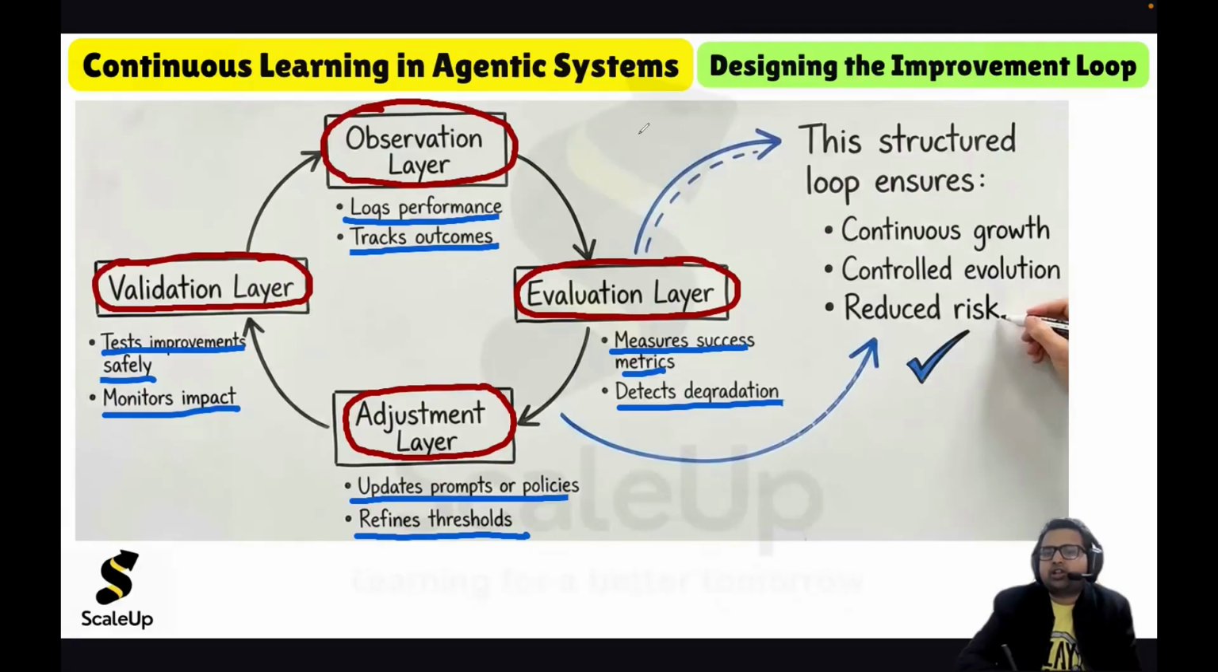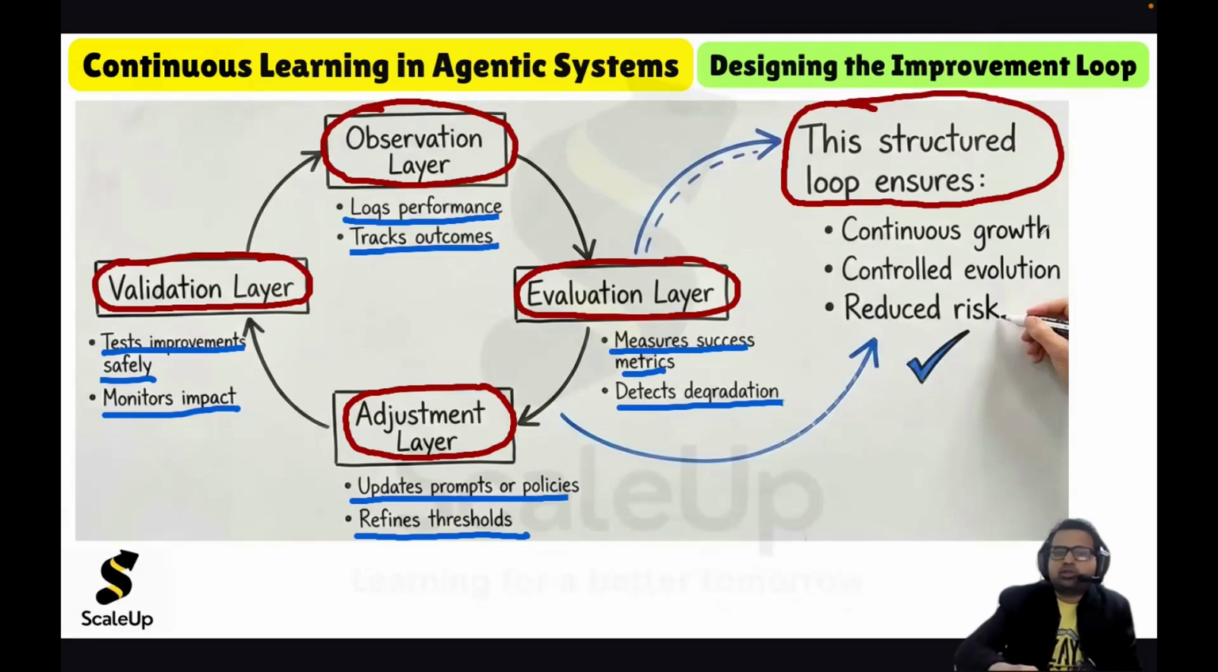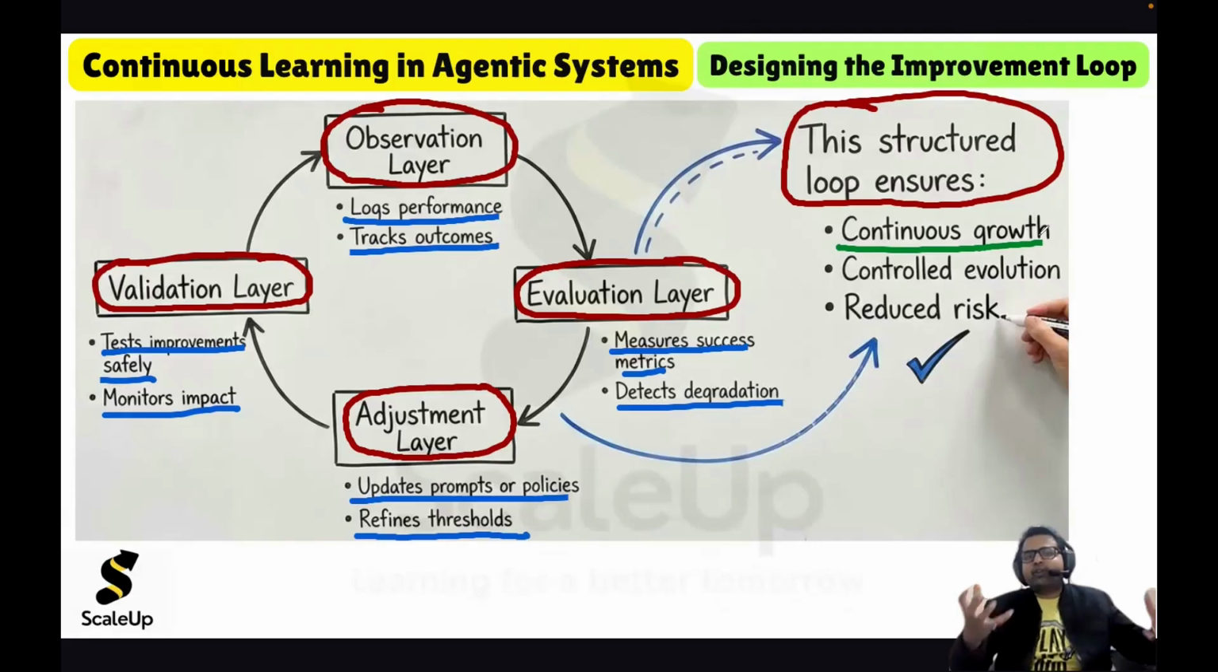Now this structured loop, this improvement loop, ensures continuous growth. If this loop is running continuously, it will definitely ensure continuous growth. Observation means we are observing the performance and the outcome and evaluating it. We will get to know where the agentic system is degrading in performance, and where it is doing well. Based on that, we'll do some adjustments.